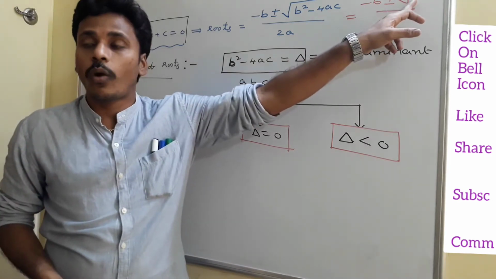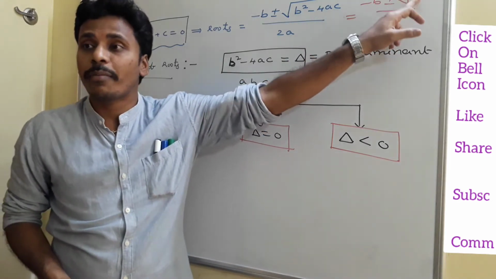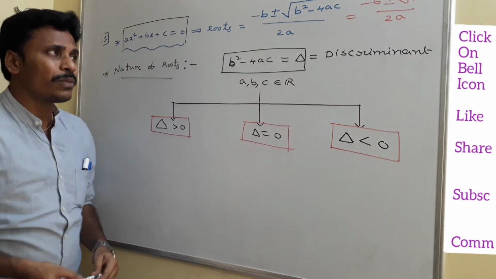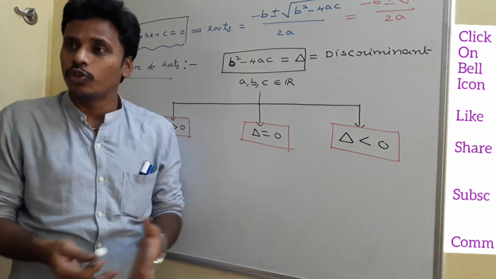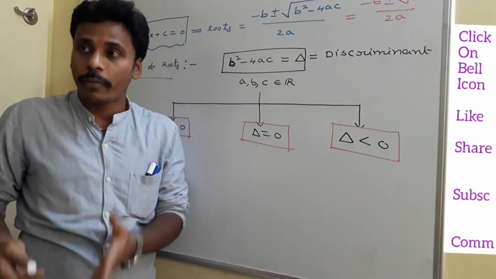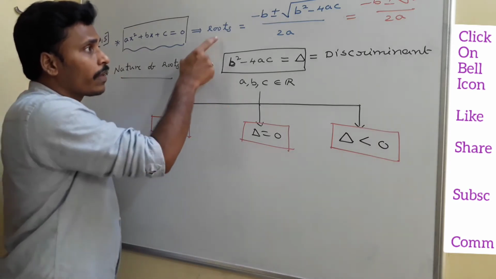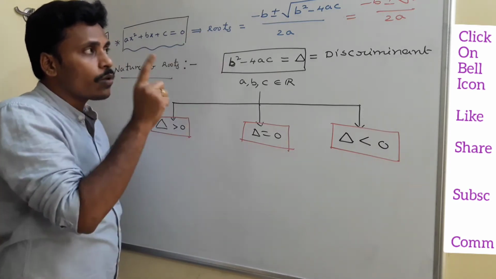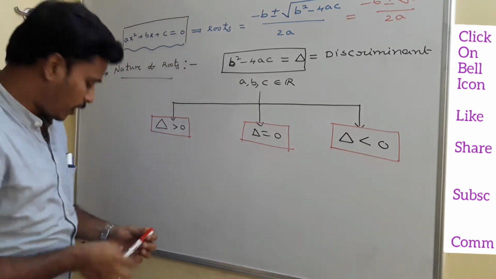Since root delta is 0, what do we have here? Minus b plus or minus 0 by 2a. Minus b plus or minus 0 by 2a means there is no meaning for plus and minus, because it is plus or minus 0. Then in that case, we won't have two roots. We have only one root, and that is minus b by 2a.